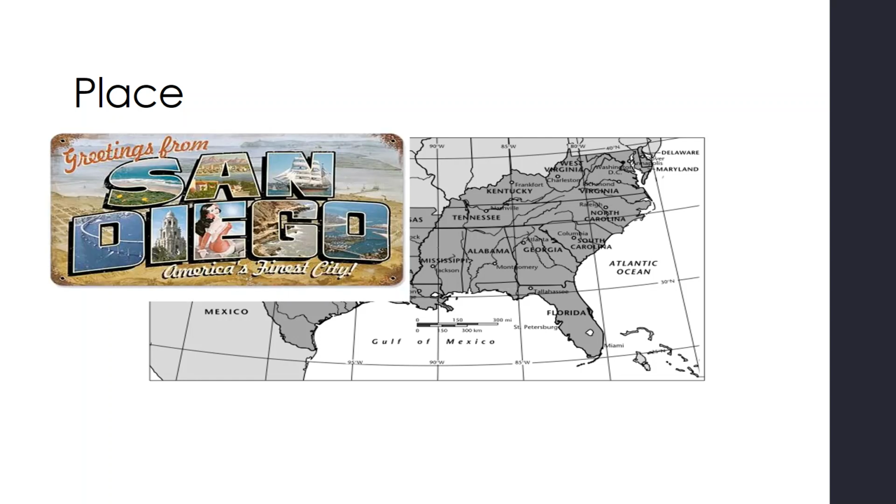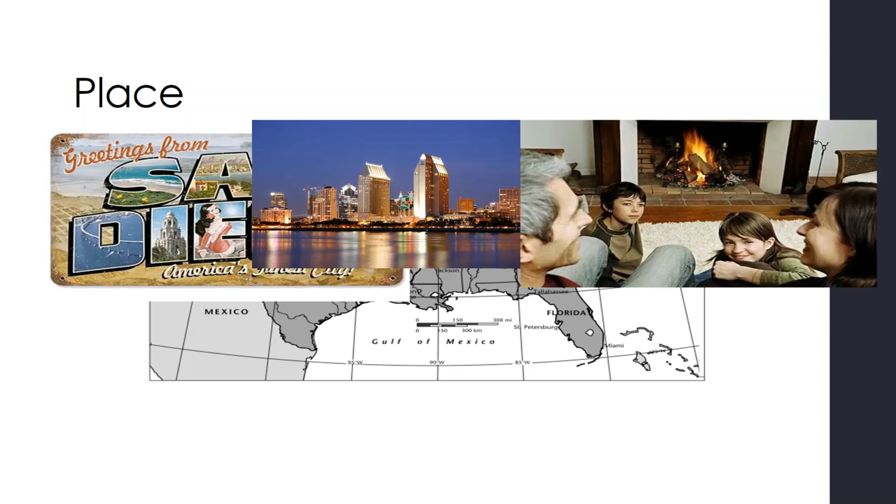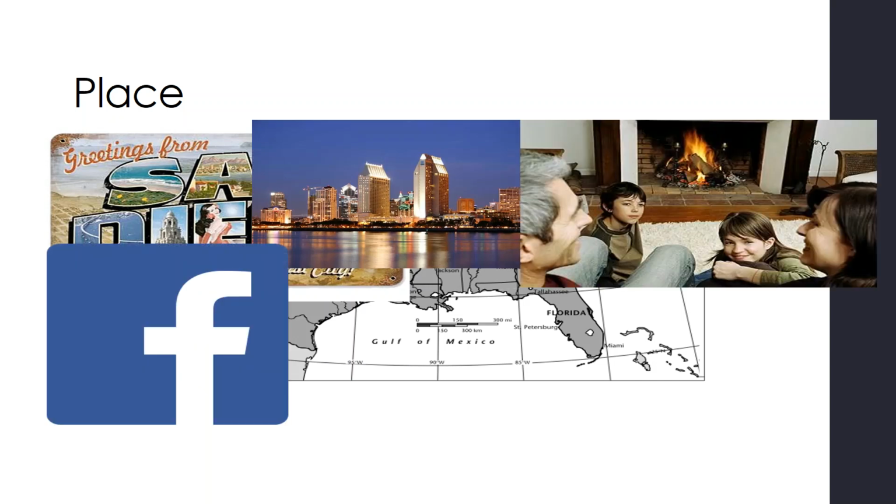Places like San Diego, right? We have our own very specific place identity, lots of surfing and palm trees and Balboa Park. Places like the city, home, Facebook. We have lots of virtual places out there that geographers study. Facebook is a virtual place.